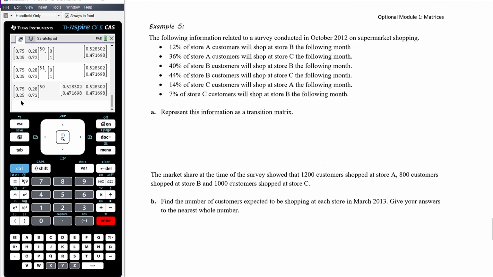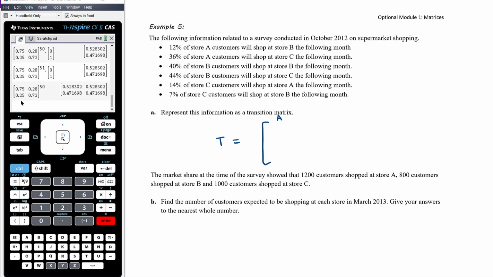So the following information relates to a survey conducted in October 2012 on supermarket shopping. 12% of store A customers will shop at store B in the following month. 36% of store A customers will shop at store C in the following month, etc. So we now have 3 stores. This is a 3-state transition matrix, or a 3-state Markov chain. So we'll have a 3x3 transition matrix.